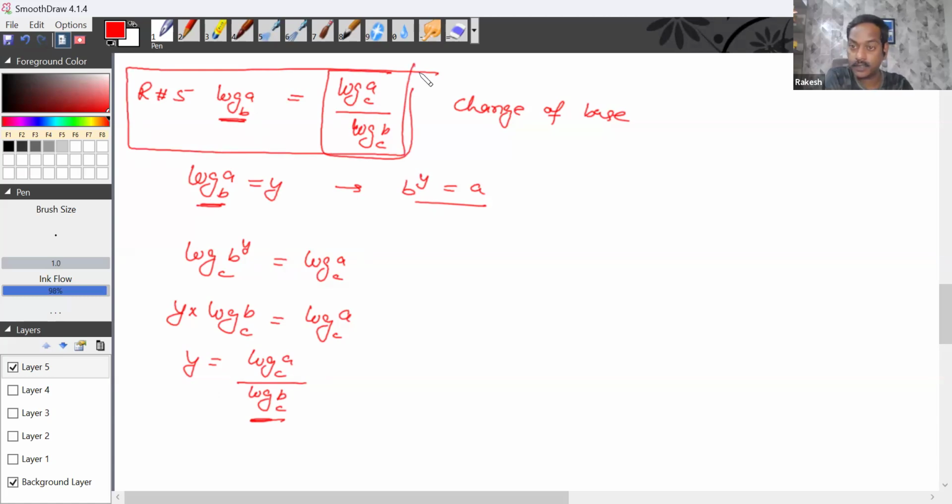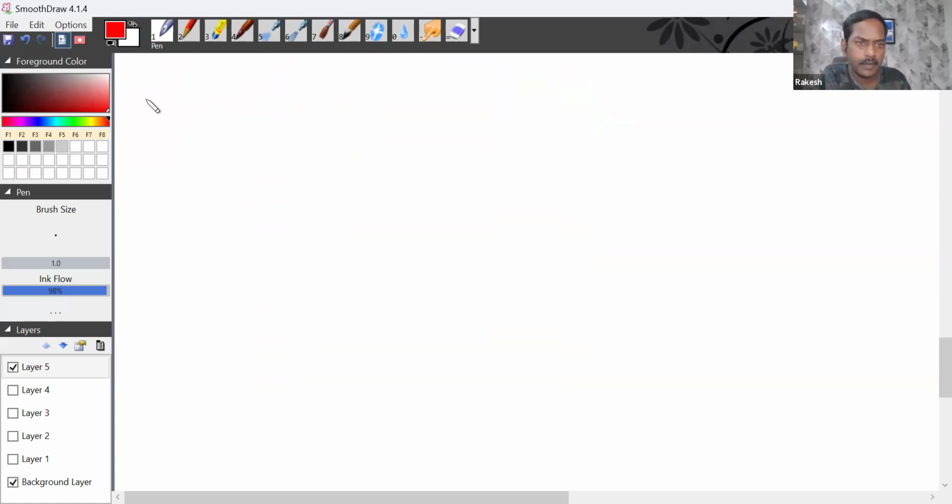You can change the base. Let's take one example to make it understood. The log of 32 with base 4 we have to find. Applying rule number 5, we deliberately want to apply rule number 5. We know that both 32 and 4 come in some power of 2. 32 doesn't come in the power of 4, but 32 comes in the power of 2, and 4 also comes in power of 2. So why not change the base from 4 to 2? I can write it as log of 32 with base 2 divided by log of 4 with base 2. You can just compare. This is my rule number 5.